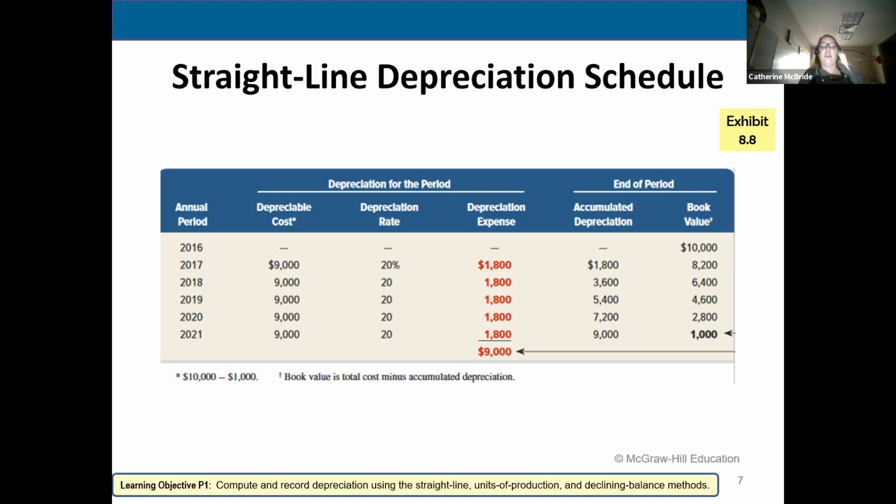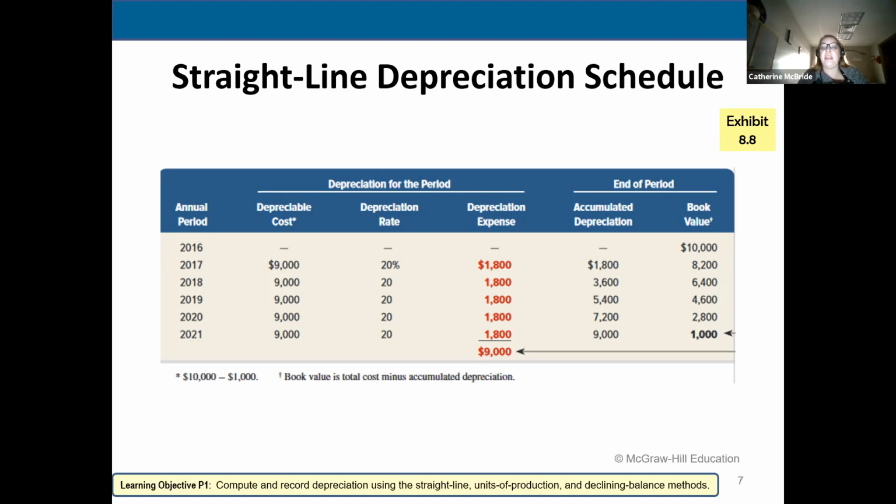My depreciation expense is always going to be the same because my depreciation expense for straight line is my depreciable cost times my rate. So it's always going to be the same. What's going to change is accumulated depreciation and book value. Accumulated depreciation is a contra asset, so it adds every time we add depreciation expense. So in the first year, there's none. If you think of a T account, in the next year, we take $1,800, so that's our accumulated depreciation.